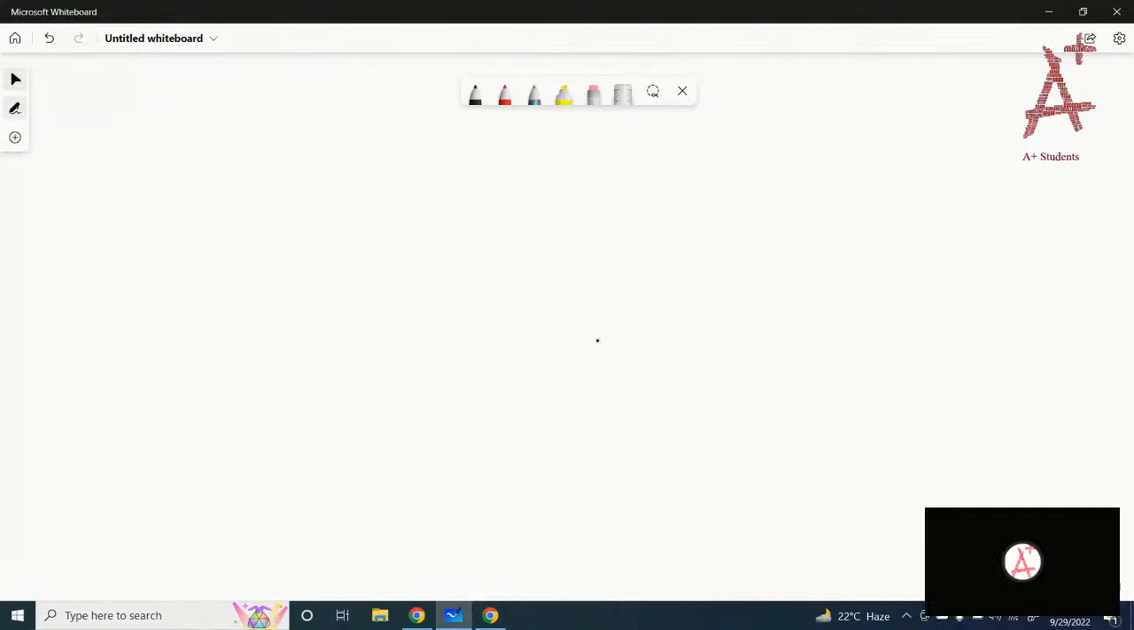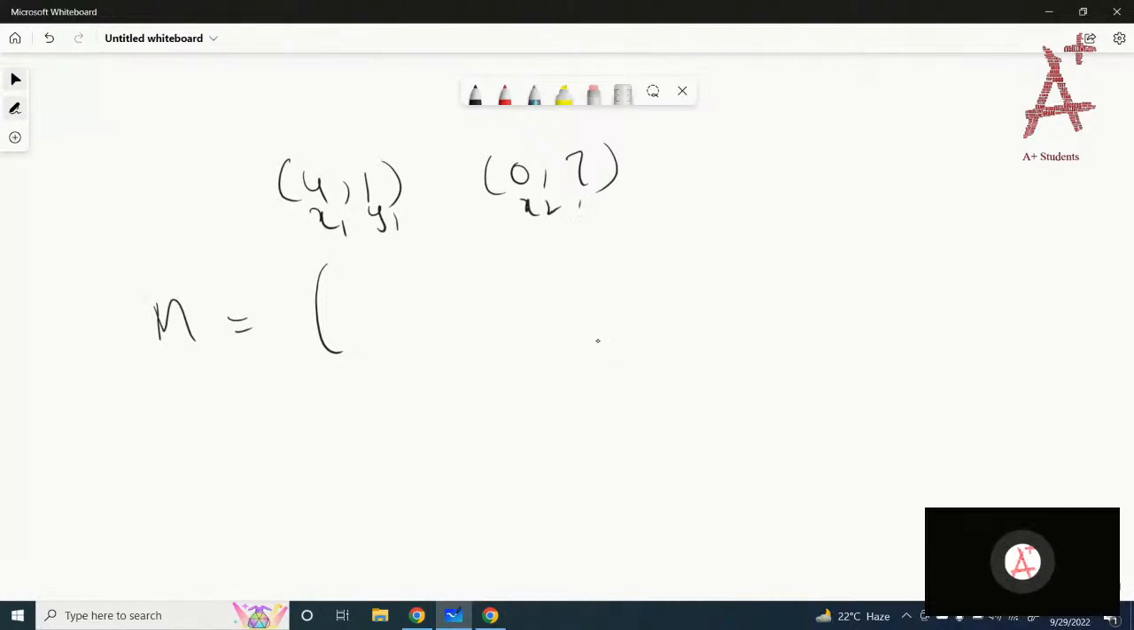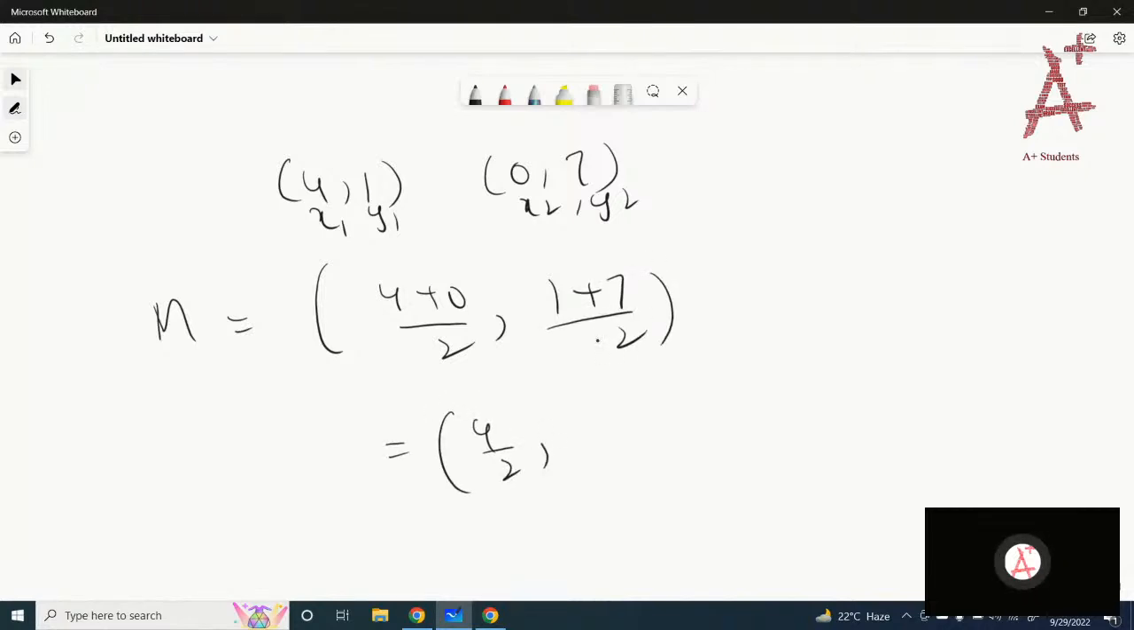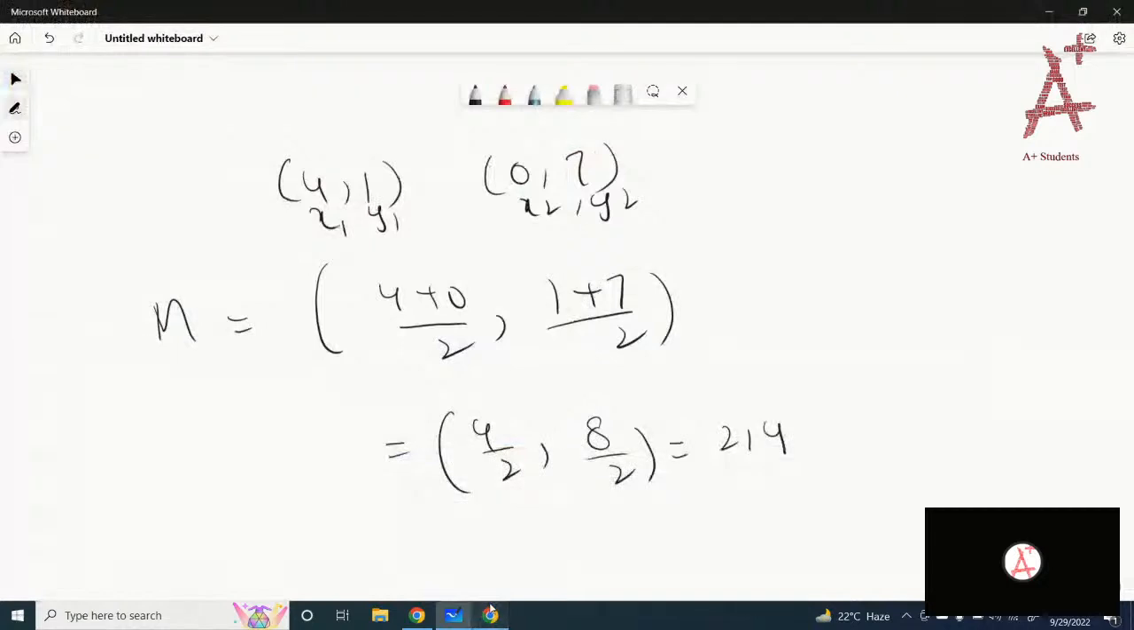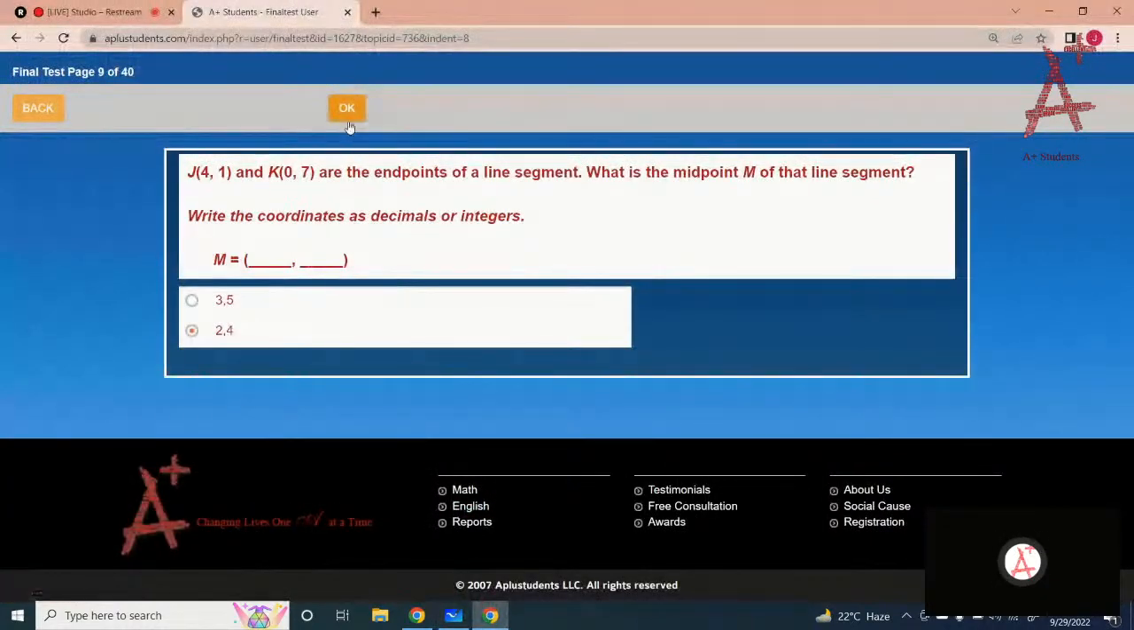They are 4 and 1, and 0 and 7. So just add their x components for the midpoint. This is x1, y1, this is x2, y2. So just add: 4 plus 0 over 2, and 7 plus 1 over 2. So 4 plus 0 is 4 over 2, and 1 plus 7 is 8 over 2. So it would be (2, 4). Got it? Select the correct option and click on the OK button. (2, 4), and click on the OK button.